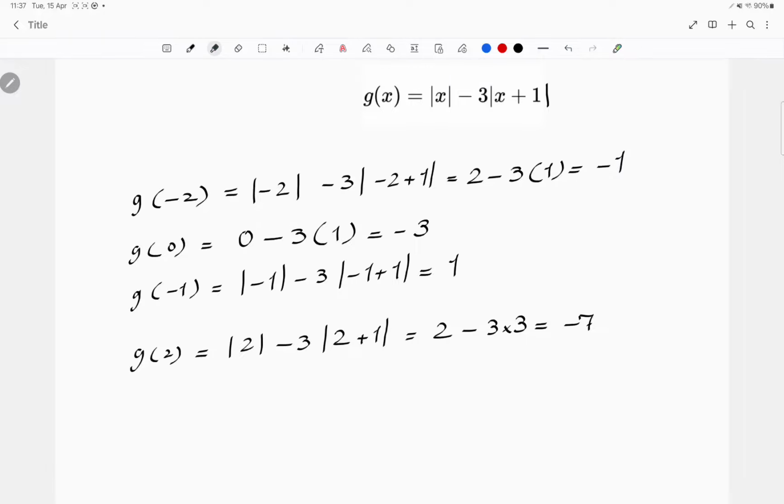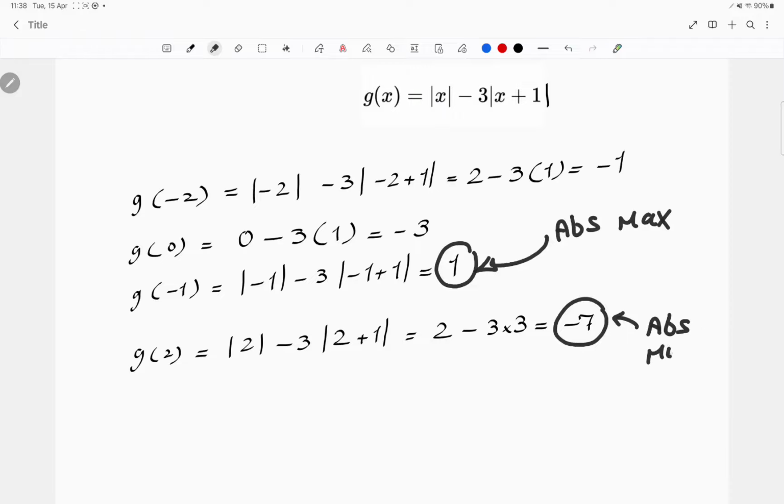And so the biggest number here is going to be a 1. And that's going to be our answer. That's going to be the answer for the absolute maximum. And in case you want to know about the absolute minimum, that would be the least number here. That would be the absolute minimum.